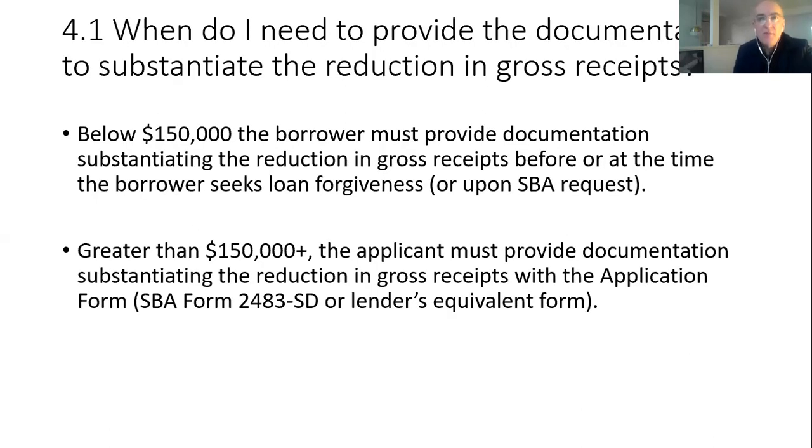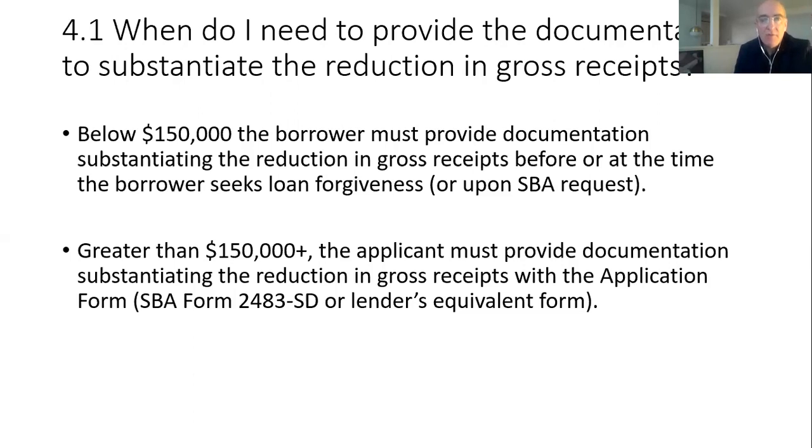So when do you need to provide the documentation to substantiate the reduction in gross receipts? As I've mentioned, below $150,000, the PPP loan means that you as the borrower will need to provide that documentation, not at the point you apply, but when you want to calculate the loan forgiveness, i.e. you've had the money, you've spent the money, and you're now going to fill in the form to convert that loan and decide how much of it has been forgiven, hopefully all of it, the 100%, and whatever's left turns into that 5-year 1% loan.